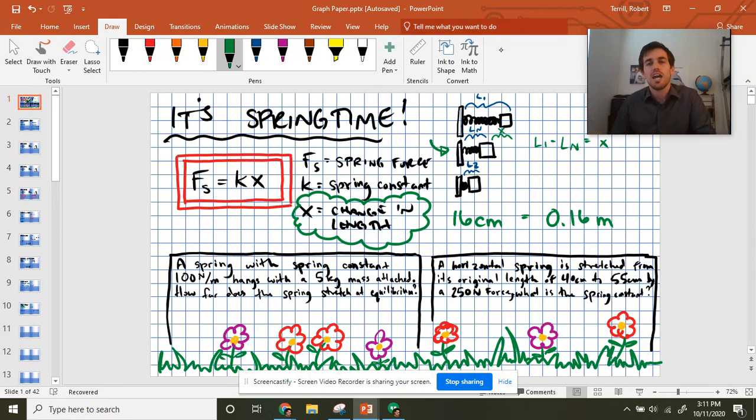So again, if we stretch a spring, this distance x is what we use in Hooke's law. Or if we compress it, again, this change in distance there, if it went from 15 centimeters, the natural rest length, the unstretched length, to 14, then we would just say, all right, in this case, L1 minus L2 would be equal to x. So just look at the difference between it.